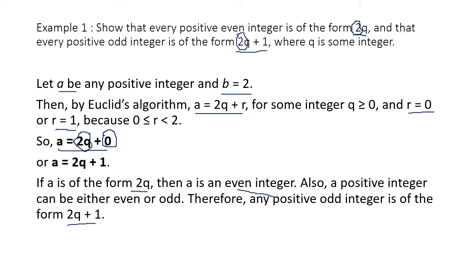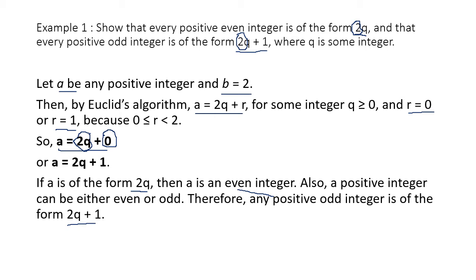When you divide any positive integer by 2, if the remainder is 0, it is an even number. If the remainder is 1, it is an odd number. Remember, this is a very important form of Euclid's division lemma. a is any positive integer. So when b is 2, there are only two possibilities for the remainder. The remainder will either be 0 or 1.